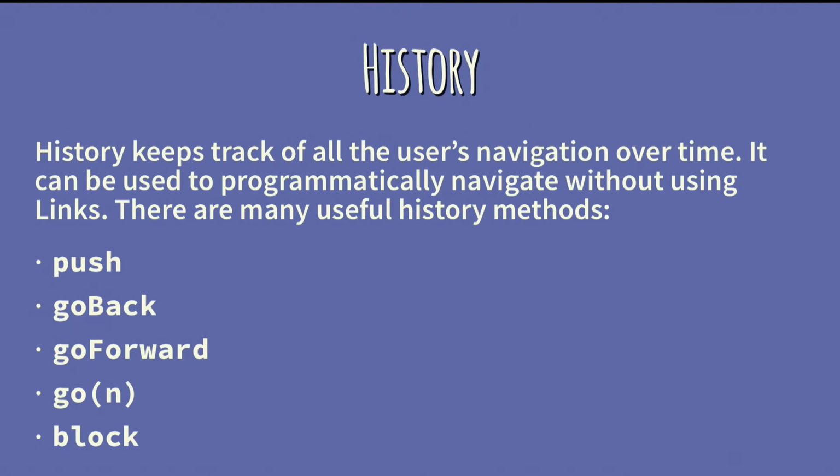History keeps track of all the user's navigation over time. It can be used to programmatically navigate without using links. There are many useful history methods: push, go back, go forward, go in, block. Sometimes you need to navigate between pages programmatically instead of by clicking on links, for example if you've submitted a form and now you want it to go to a new page. For that, you might have to use the history object. The history API was introduced in HTML5, and it's pretty wonderful. It's what makes client-side routing as we use it these days possible, because you can change the URL without actually leaving the page.